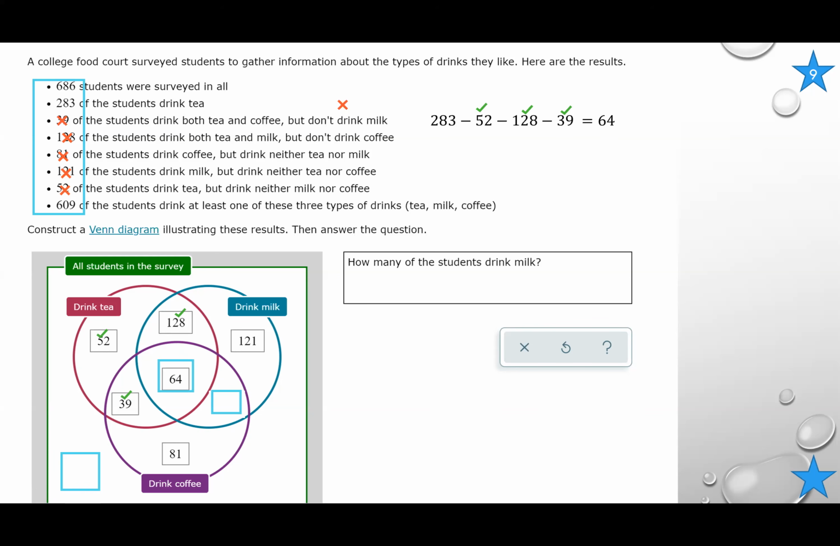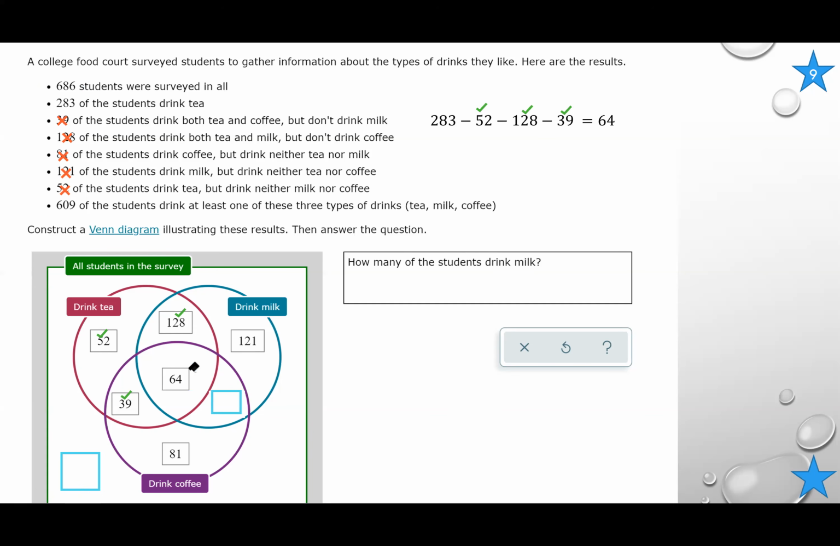Yes, that is correct. It's just that the information provided to you, the information they give us here, they don't give us that information directly. We have to maneuver our way around it to get to that information. So if this question right here says how many students drink all three types of this drink, then the answer is 64.